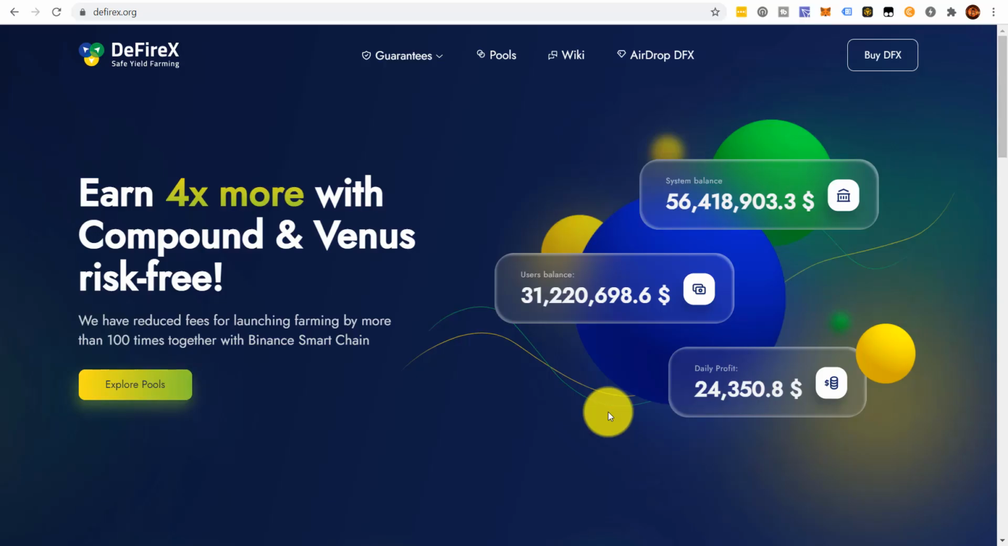New BSC yield farm, Binance Smart Chain yield farming on stable coins. Incredible returns. That's what we're talking about today, ladies and gentlemen. We're talking about DeFireX.